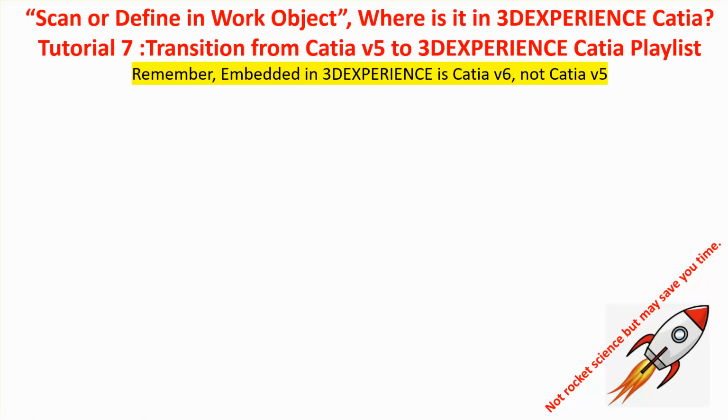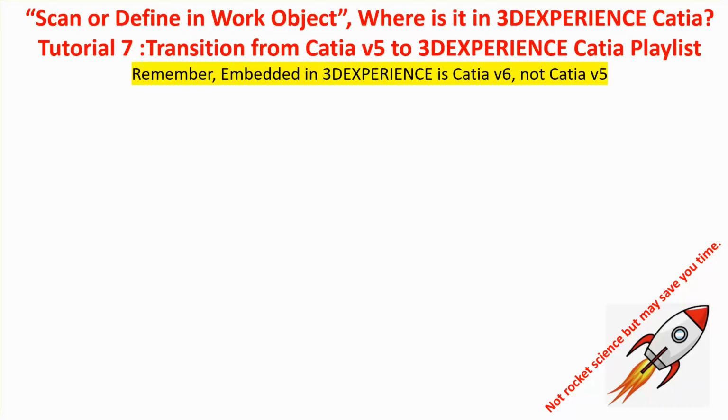Good day, folks. This is tutorial number 7 in the playlist that is intended for people who are transitioning from CATIA V5 to the 3D Experience CATIA, which is actually not V5, it's V6, but the difference between the two is like night and day. In fact, it's harder for people who know CATIA V5 to get adjusted to CATIA's version in 3D Experience because the interface has completely changed, okay? And the icon locations and things like that are completely different.